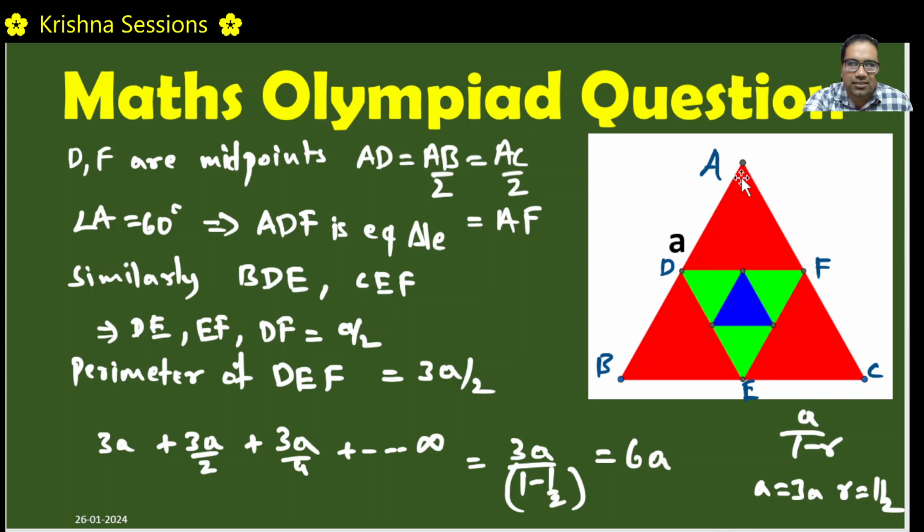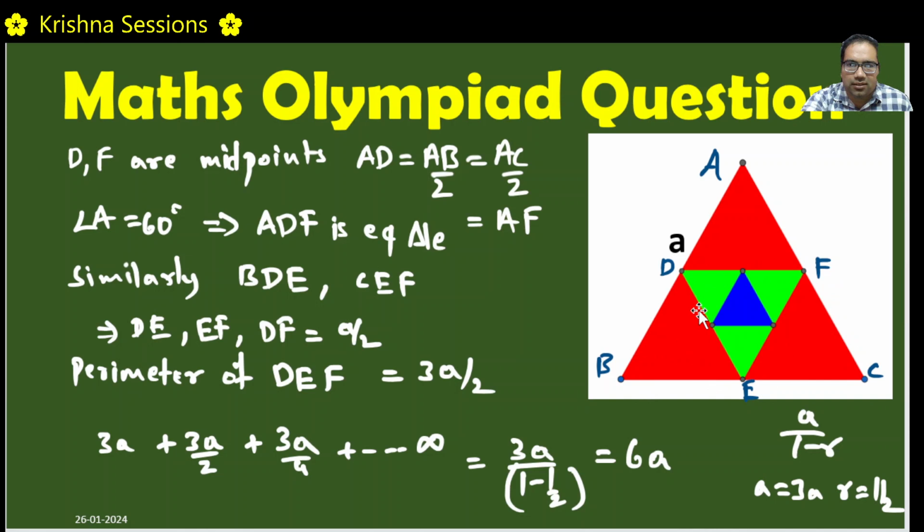Now, this angle is 60 degrees because this is an equilateral triangle, and these two sides are equal. What does that mean? The other two angles should also become 60 degrees. All three angles are 60 degrees. That means this red one is again an equilateral triangle. Similarly, we can prove this one is also an equilateral triangle, and this one too. And what is the side? The side is half of the original side, which is A by 2. This triangle, each side is A by 2. This triangle, each side is A by 2. And this triangle, each side is A by 2.